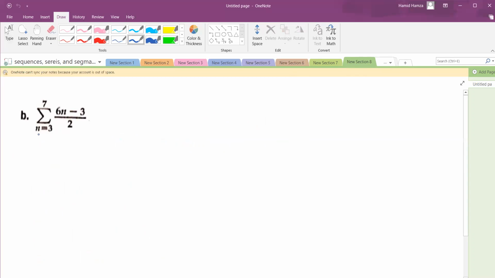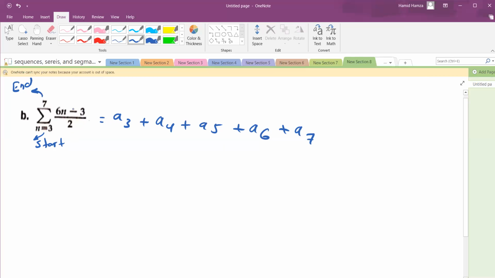But in this sequence, we wanted to find the partial sum starting from A3, not A1, because he wrote here n equals 3. So this number refers to the start, and this is the end. So that means I wanted to find A3 plus A4 plus A5 plus A6 plus A7. So it is not necessary to start by n equals 1. So I don't want to add A1 and A2. I wanted to add the terms starting from A3. So we'll find them first, then add them.